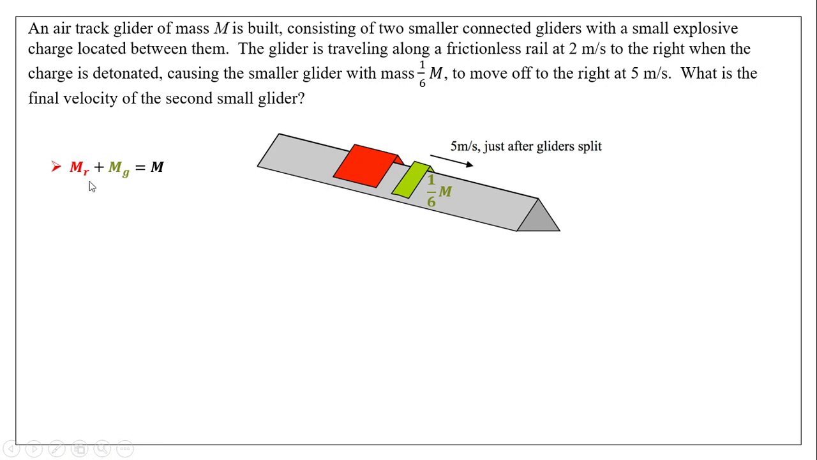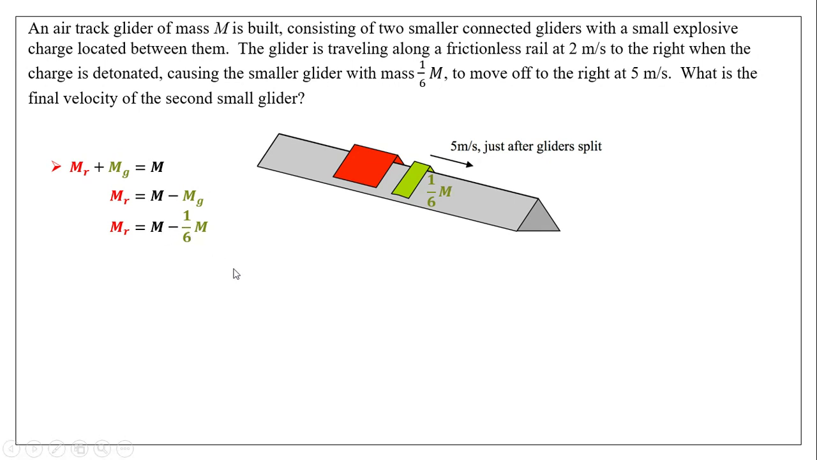To find the mass of the red glider, I can just make the statement, mass of the red glider plus the mass of the green glider equals the mass of the system, which in this case is just capital M, because the mass of the smaller glider is given as a fraction of capital M, implying that M is the total mass. So to solve for M red glider, we would just subtract both sides by M green. Then you can substitute the mass of the green glider for the given fraction, which is 1/6 capital M. And as you can see here, you have a term M minus 1/6M.